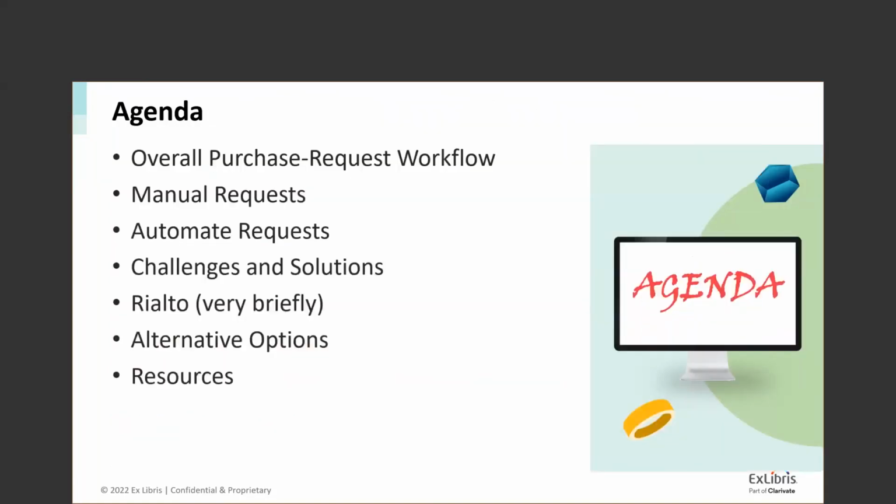Here's what we're going to be covering today. Mostly we'll be talking about the purchase request workflow. How do instructors or other users make a request that the library purchase certain materials? How does the instructor request it, or how does the library request it? We'll talk about both manual and automatic purchase requests. I'll also talk about some of the issues that you may run into using the purchase request workflow and some of the solutions that other libraries have come up with to address those challenges.